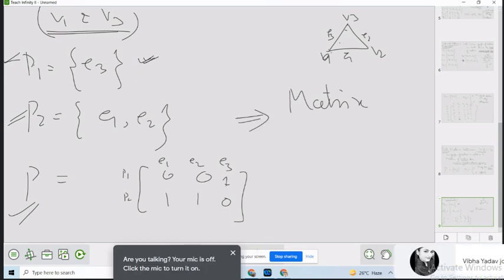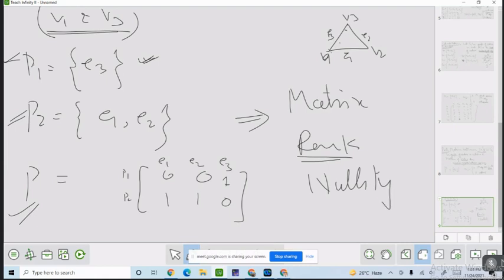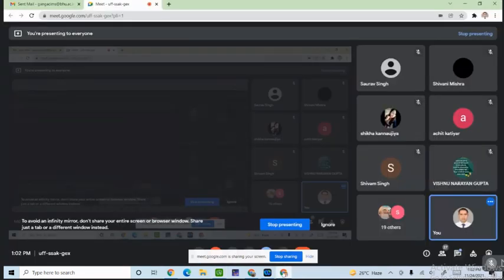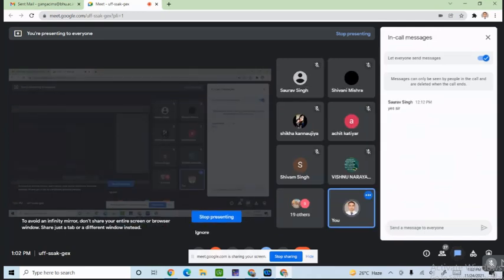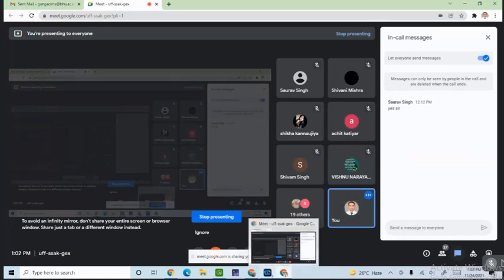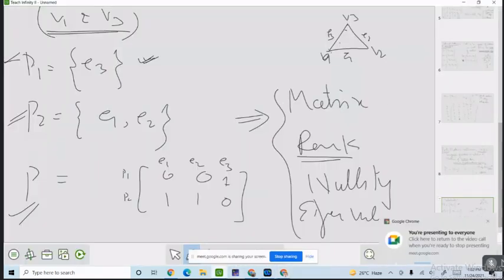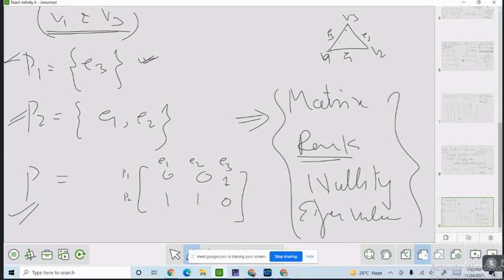Means you can find the rank, you can find the nullity of a matrix. Also you can find eigenvalues and eigenvectors. If a matrix is given, can you find eigenvalues from it? You can, because you have studied all this very well in the last classes. And if a matrix is a square matrix, then you can also find the determinant of that matrix.